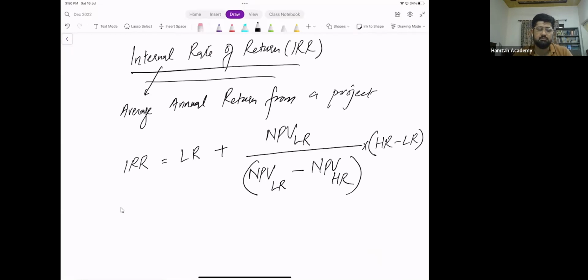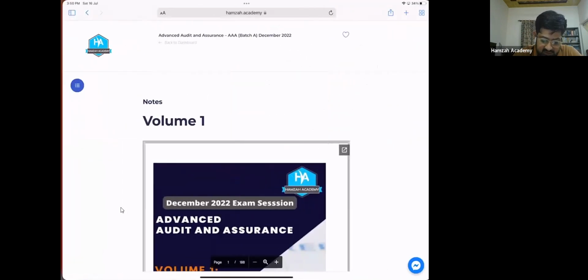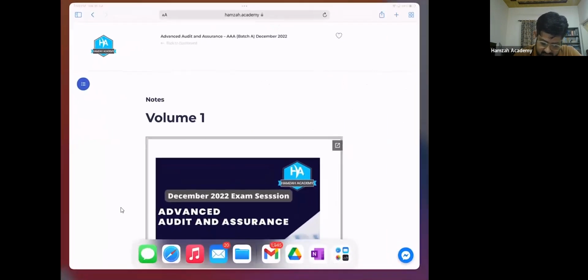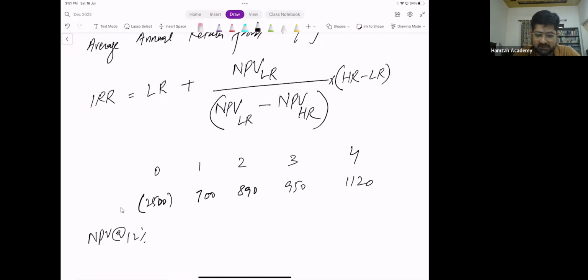Now, we need two NPVs at two different rates. Just see here. For example, I will explain IRR. We have a project: 2500, 700, 890, 950, 1120. Students, give me its present value or NPV at 12%.